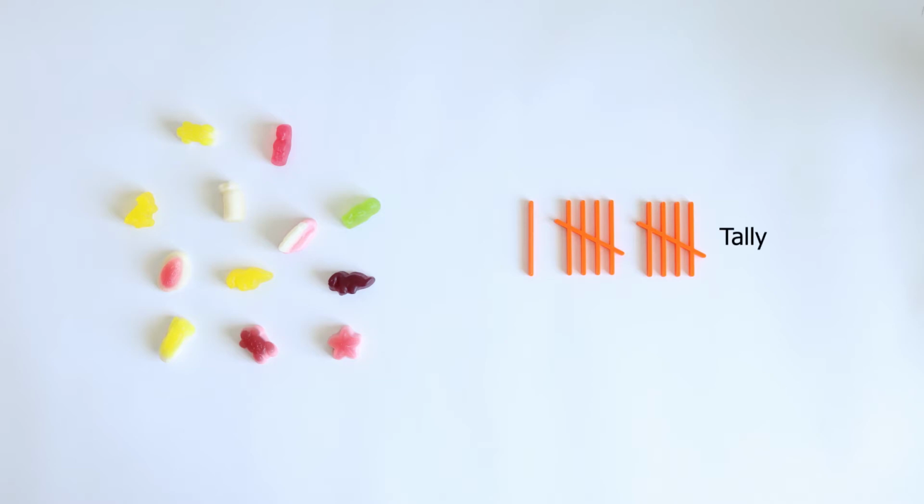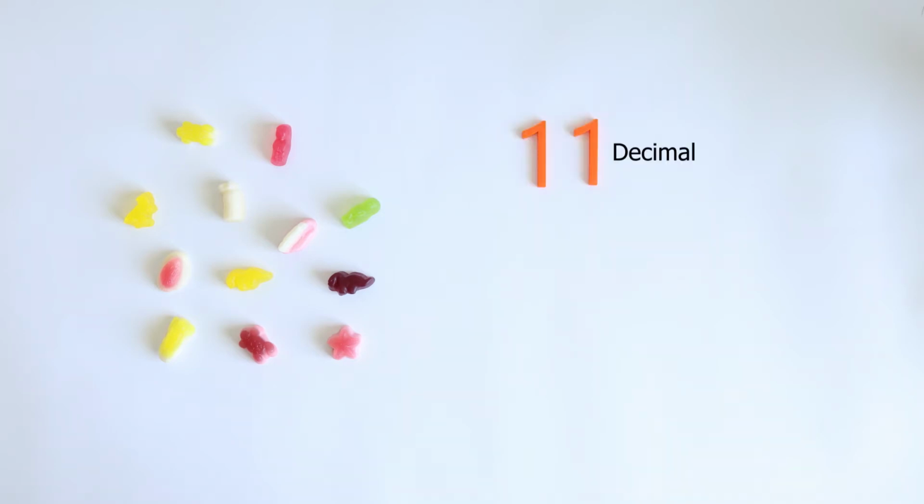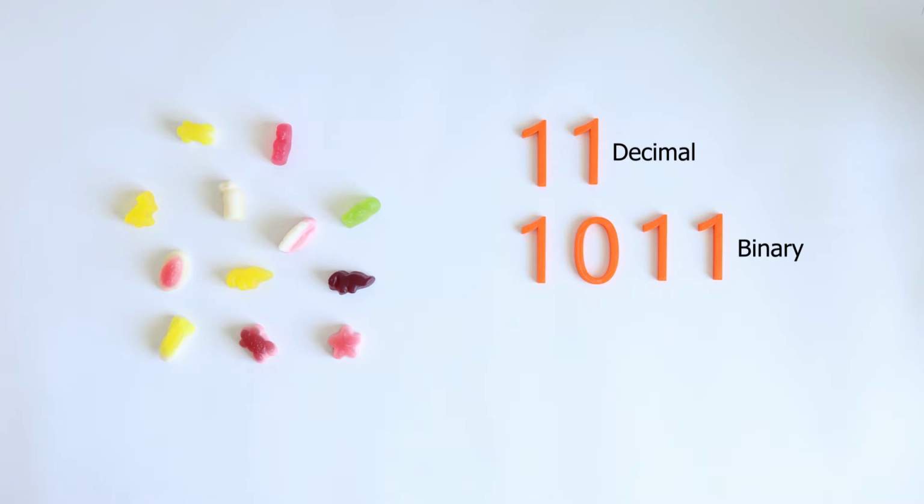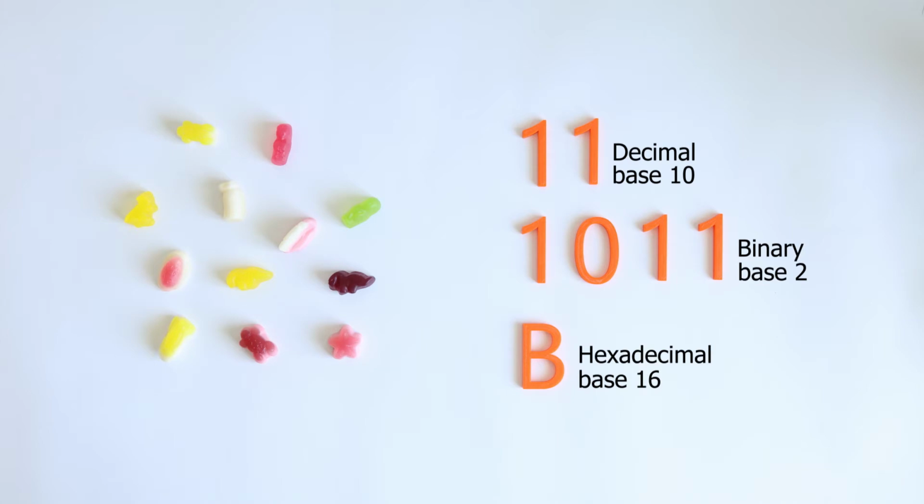There are other number systems you may be less familiar with though, for example binary and hexadecimal. In binary you represent the number 11 as 1011 and in hexadecimal B. Each of these number systems has what's known as a base. So for decimal the base is 10, binary 2 and hexadecimal 16. So a number system is simply a way of representing numbers or quantities. As you've seen, we can represent the same number or quantity in different ways using different number systems.